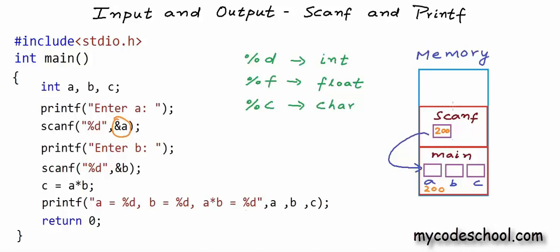In C, a variable that stores the address of another variable is called a pointer. So scanf has a pointer to A, and using this pointer it can access and modify the value in A, and this is how scanf will be able to write something here. If you want to understand this in detail, you can check the description of this video for a link to our lesson on pointers. So in printf we are passing values in local copies, but in scanf we are passing addresses, so scanf can access the variable in main.